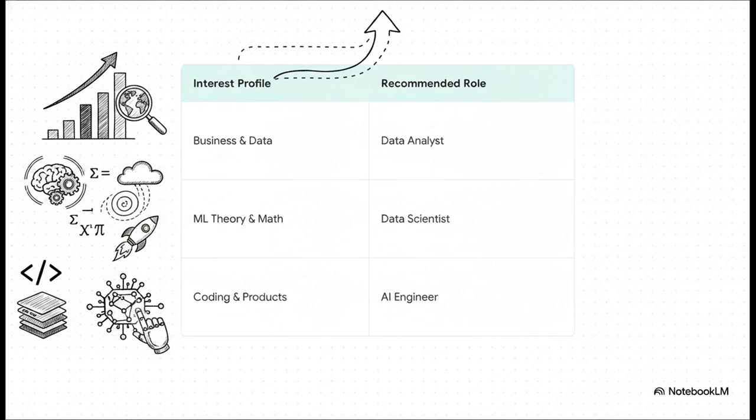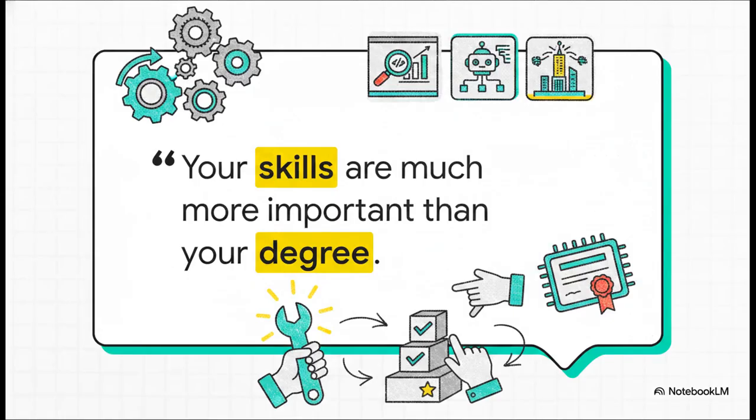If you're a total math nerd who loves the theory of machine learning and solving real-world problems with predictive models, data scientist has your name on it. But if you're someone who loves building full-blown software products, enjoys heavy coding, and wants to live on the bleeding edge of neural networks and Gen AI, then AI engineer is 100% your path. But listen, regardless of which path you pick, there's one massive takeaway from our sources today that you simply cannot ignore. In this highly practical, fast-moving field, your skills matter way, way more than the title on your degree.